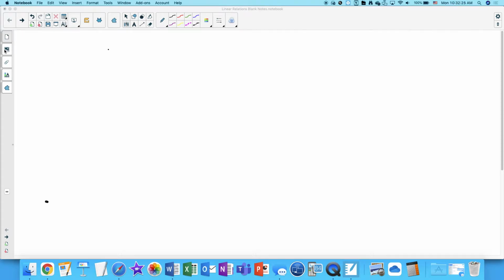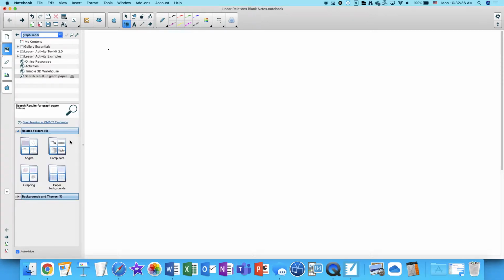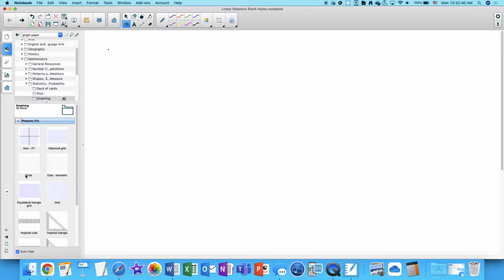So today we're starting Unit 4, and we are going to talk more about linear relations. I'm just getting some graph paper up here. I am sort of adding a page to the notes, so I apologize for that.